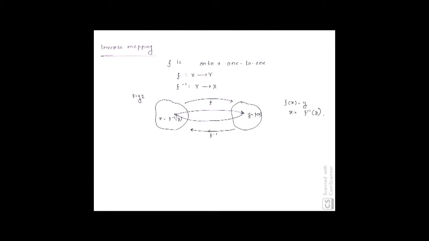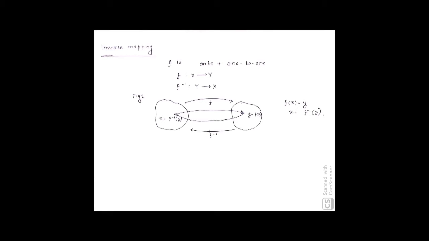So now we talk about inverse mapping. So we have a mapping. How do we define the inverse of that mapping? Let f be a function from the set capital X to the set capital Y, and the function is both onto and one-to-one. Then we can define its inverse function f inverse, which is again a function from the set capital Y to the set capital X, and we can define it as follows.